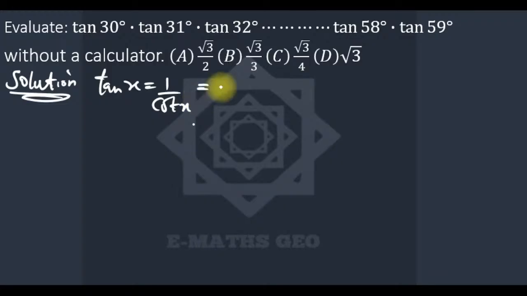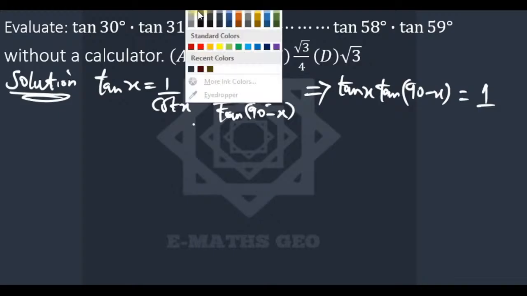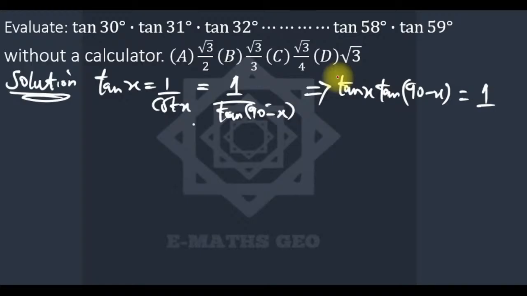And from our cofunction identity, cot x is the same as tan of 90 minus x. Which implies that if you multiply tan x and tan of 90 minus x, it gives us 1. Yes, you cross multiply. So this is a powerful identity to use, and we'll be using this to solve the problem.